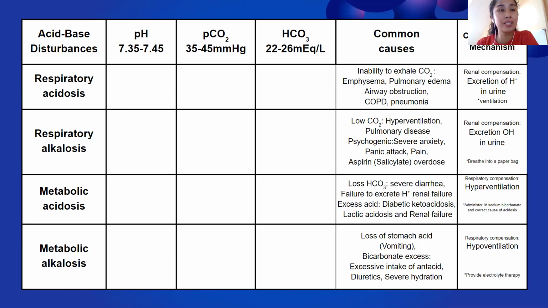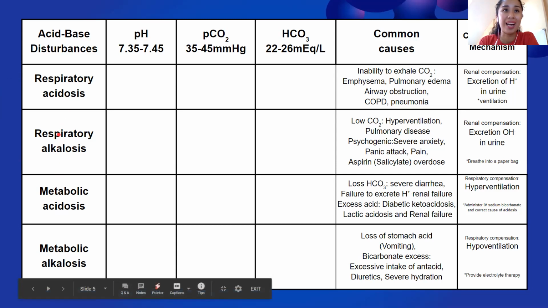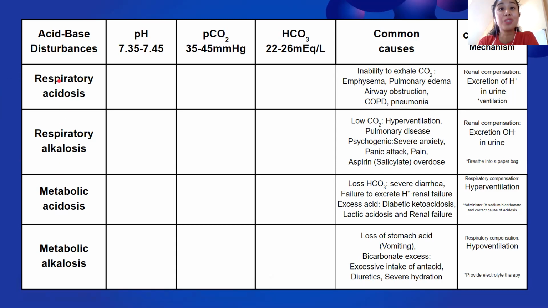So class, now let's explore. Na alam niyo na ha, respiratory saka metabolic. Respiratory, there's something wrong with the lungs, something wrong with how it regulates carbon dioxide. And metabolic, there's something wrong with the kidneys, and something wrong with how it regulates your hydrogen ions.